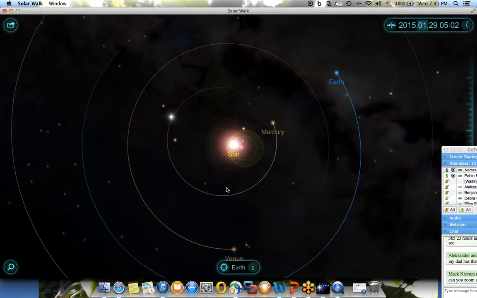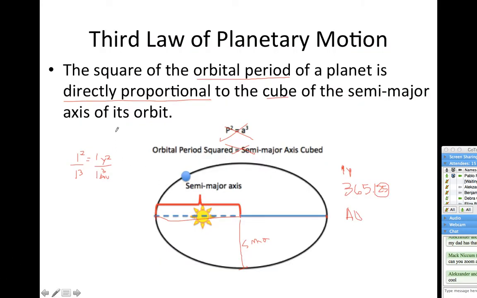All right, so that is the usefulness of this third law of planetary motion: it allowed the astronomers, by measuring the period of the planet, to derive how close or how far they were from the sun. And this was the first time that they were able to do that.